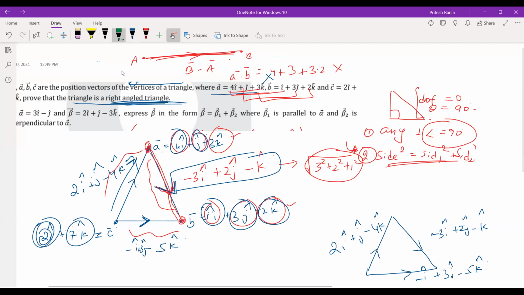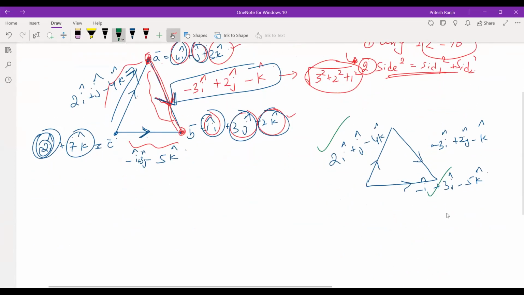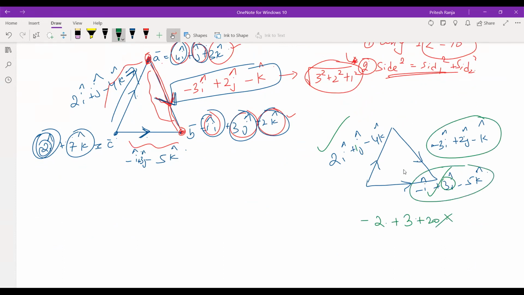So if you take the dot of all these vectors, let us say I randomly take the dot of this and this. So this dot product will be 2 into minus 1, that is minus 2, plus 1 into 3, that will be 3, minus 4 into minus 5, that will be 20. So this will never be 0. Let us take the dot of this and this vector. So minus 3 into minus 1, that will be 3. 2 into 3, that will be 6. And then minus 1 into minus 5, that will be 5. This also, the dot is not 0.